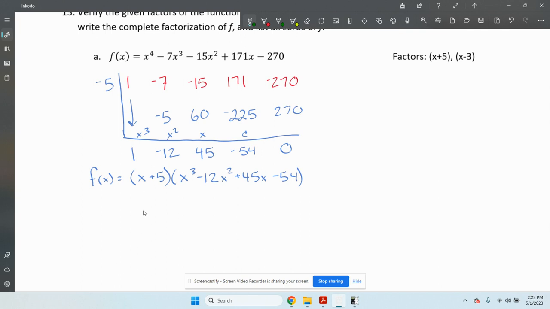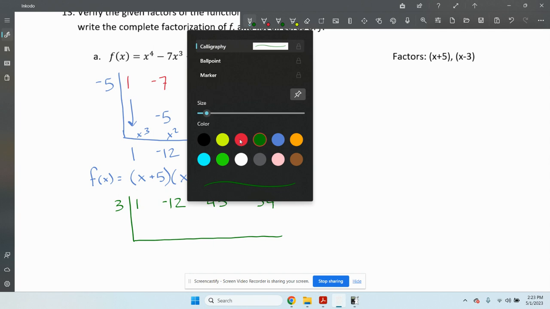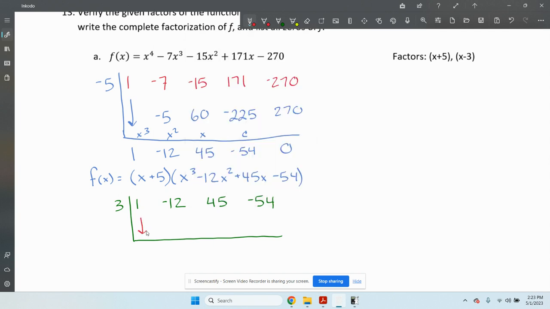So I'm going to list the coefficients of just this thing: 1, -12, 45, and -54. And I'm going to factor out the x minus 3, so I'll put the 0 of 3. So I bring the 1 down. 3 times 1 is 3. Adding down, I have -9, times 3 is -27. Adding down, that is 18, times 3 is 54. So I get 0 again.